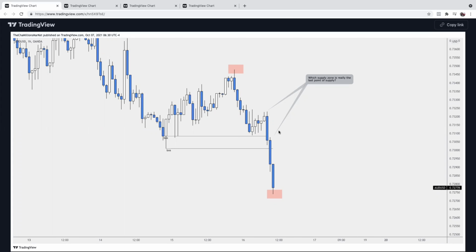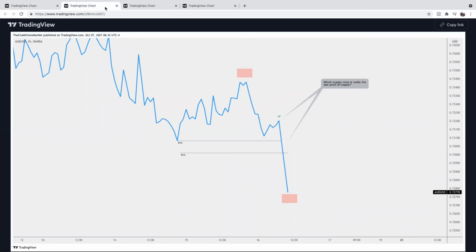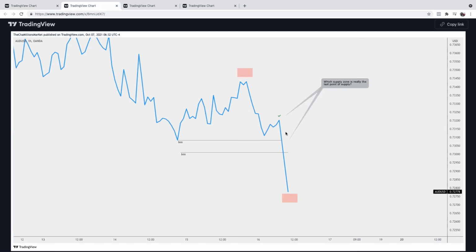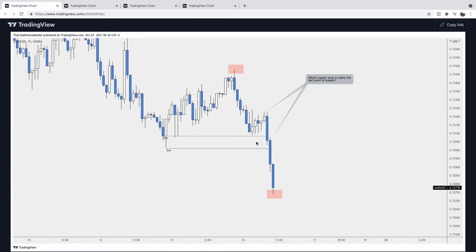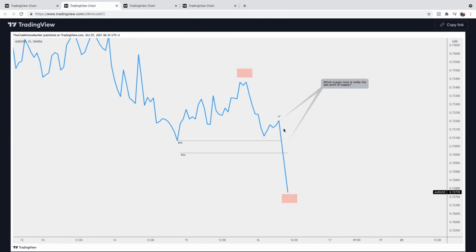However, this is where a bit of confusion can come in, because some people often question, was the true break of structure at the body or the wick? I wouldn't necessarily say either of those answers is wrong. However, to distinguish a true break of structure when there is confusion, I go to the line chart. From there, I can see that the true break of structure actually took place here, which would be the very top of the point of interest.